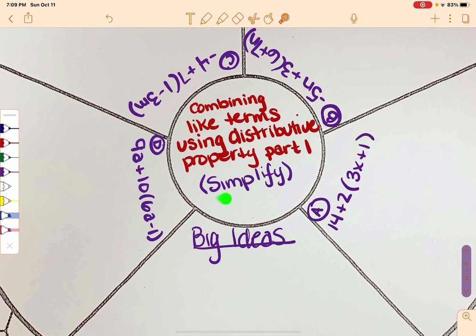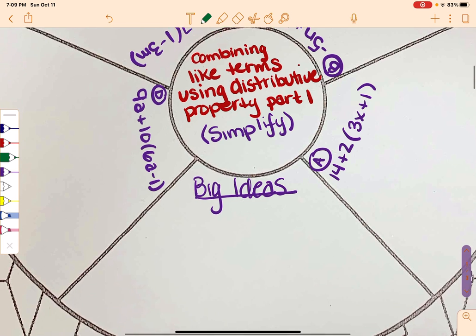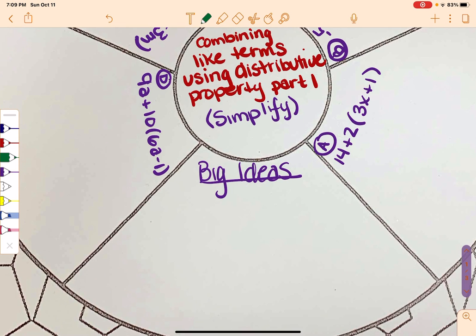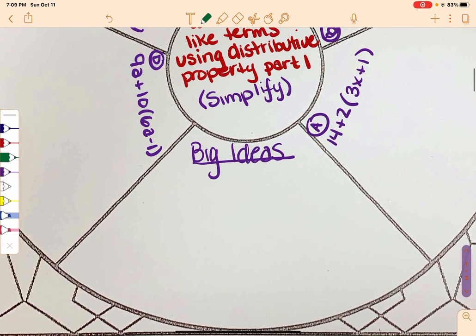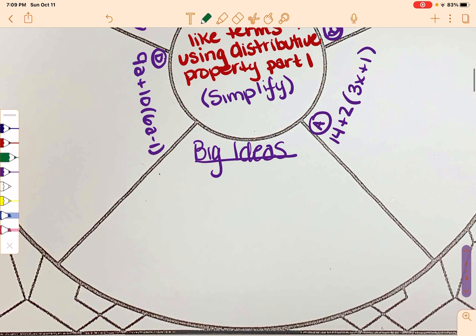Now I did write right here, simplify in parentheses. Really 99% of the time that's going to be our directions for this. So I want to get you started with some big ideas. Now remember, as we're going through, if you need to hit pause, feel free to do that. Okay, with the big ideas, here's the main piece we need to consider.